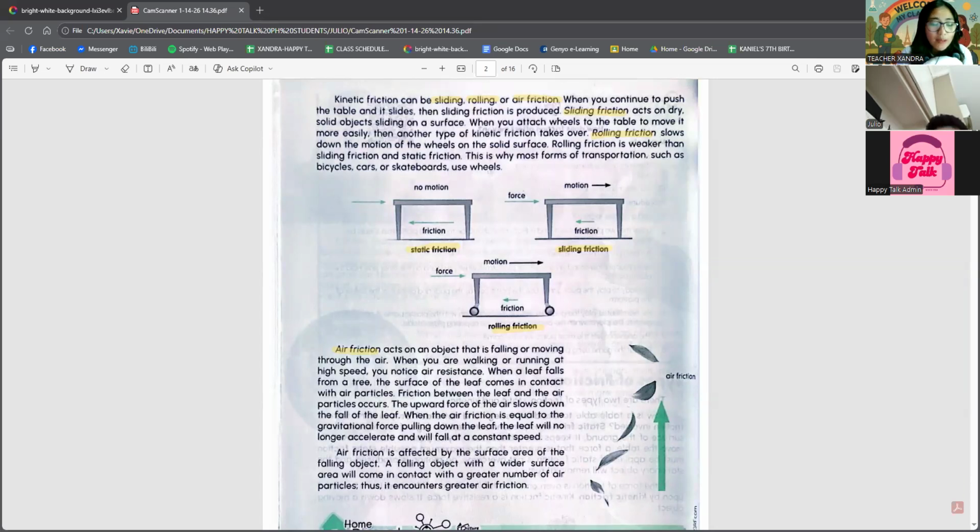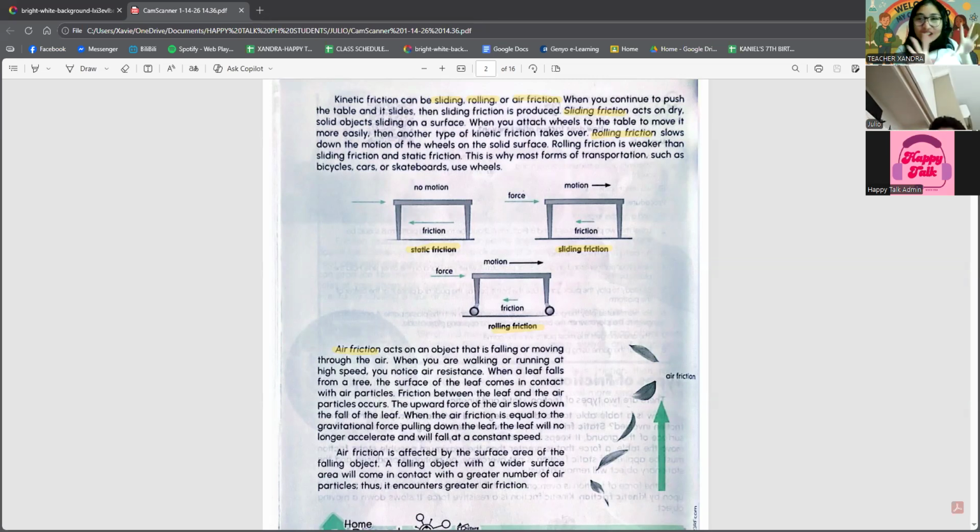Static friction happens when you try to push something but it doesn't move yet. Imagine you're trying to push a heavy table. You push and push, but the table stays still. That's because static friction is holding it in place. Static friction is strong. It keeps things from moving until you push hard enough.